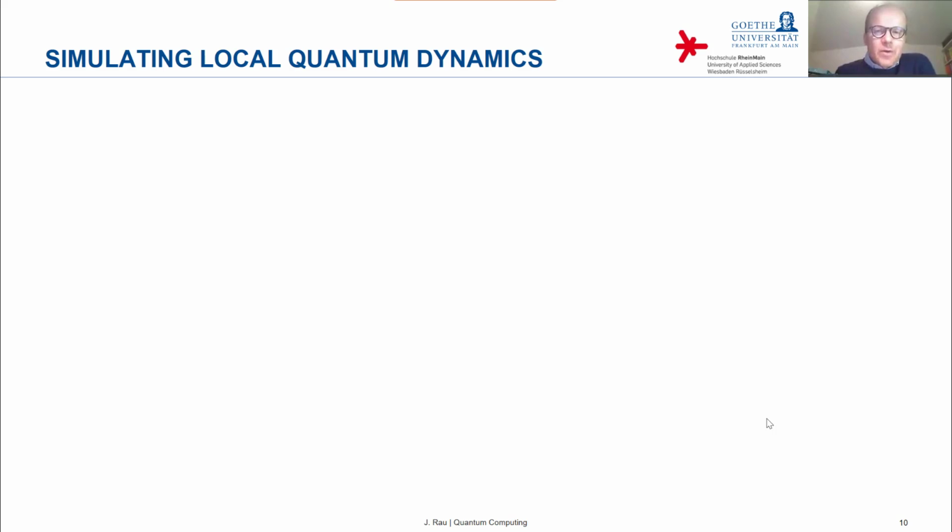In physics, you would often like to simulate on a computer the dynamics of quantum systems that you actually have in nature. And for the same reason for which it is hard classically to find the ground state of a quantum system, it's also hard on a classical computer to simulate the dynamics of a quantum system, so the time evolution of a quantum system.